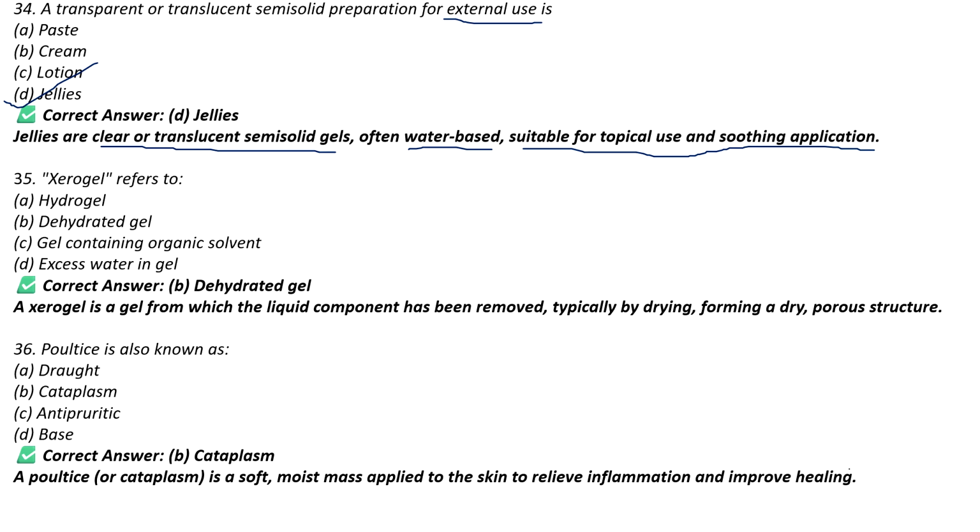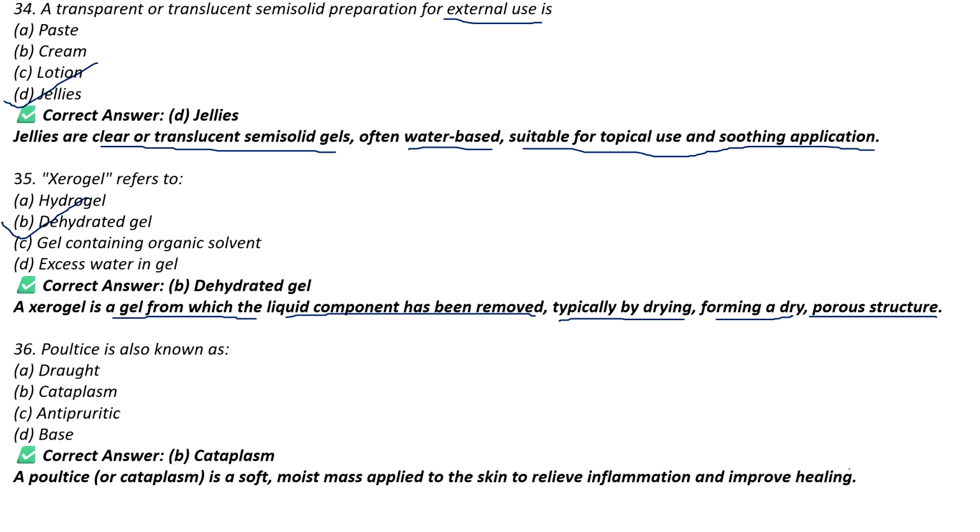Xerogel refers to: options are hydrogel, dehydrated gel, gel containing organic solvent, or excess water in gel. So a xerogel is a gel that forms when the liquid component has been removed completely by using a method called drying, which leads to the formation of a dry and porous structure. So we can say option B, that is a dehydrated gel, is the correct answer for this question. Moving on to the next question.